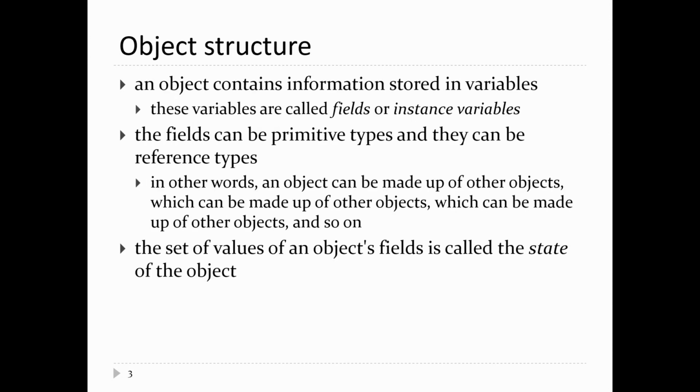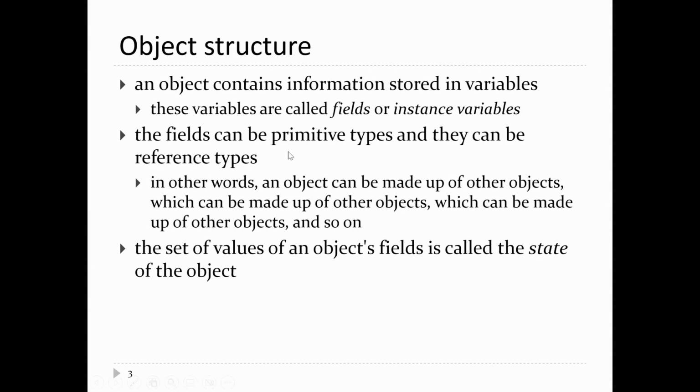Remember, objects contain information. So where do you store information in any computer program? Well, you store it in variables. In an object, those variables are called fields. That's the term I'm going to use. Other languages call them attributes. Sometimes in Java, you'll see them called instance variables. They all mean the same thing. They're variables that belong to an object.